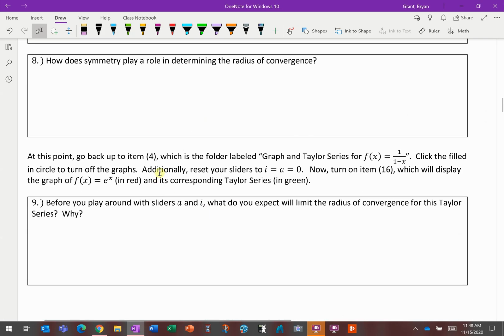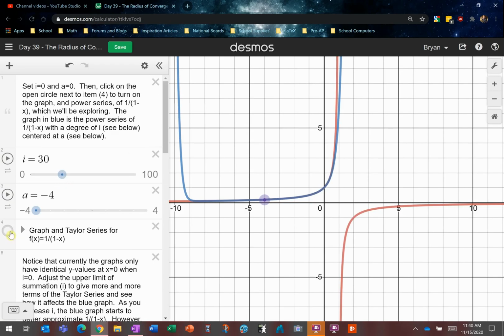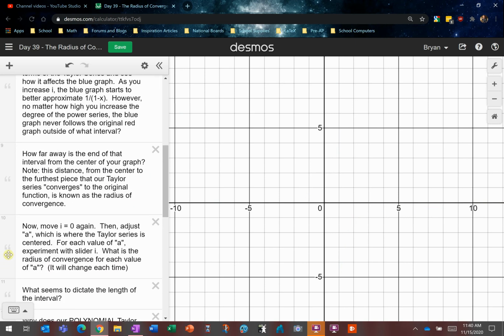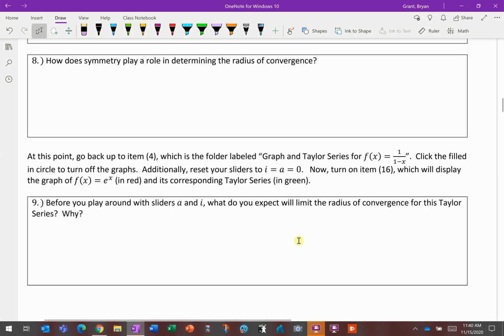All right, what's next? At this point, go back up to item 4, click the filled in. We're going to turn off 4, A, I, 0, and go to 16. Okay. A and I need to be back down to 0. And we're going to go to item 16. That's quite a ways down here. 9, 10, 11, 12, 13, 14. It says 16, but I think it actually means 14 here. So we're going to have to change that a little bit. Hopefully I'll have it updated on your papers. So turn to item 16.